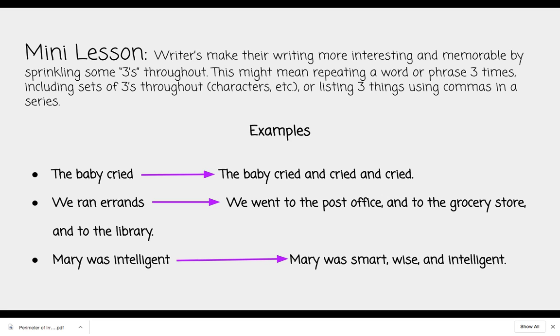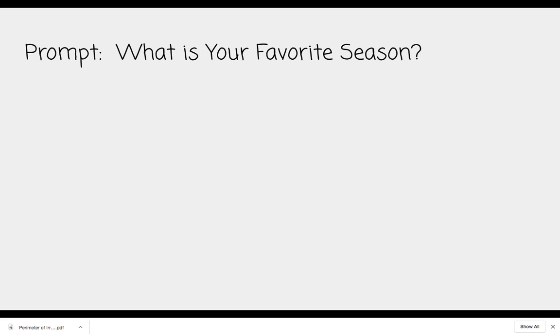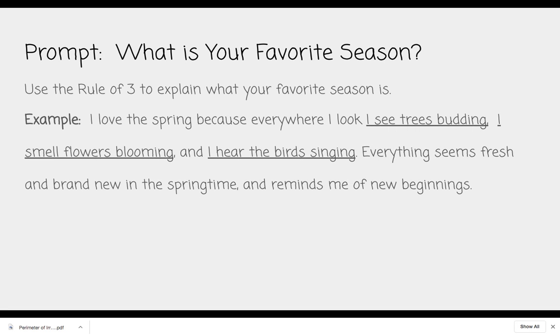So the rule of three is just a great way to help your readers remember what you're writing and to convey and put a lot of emphasis on what you're trying to get across. So this is what you're going to be doing today. You're going to be writing about your favorite season. I don't expect you to write a whole page, but I do want to see a well-written sentence or two. And I'm going to give you an example of mine. So we're going to use the rule of three to explain what your favorite season is.